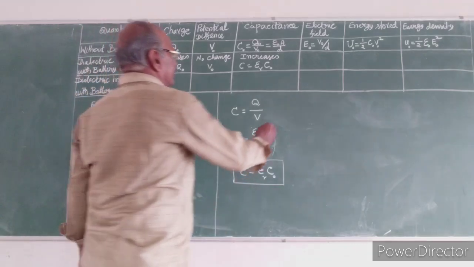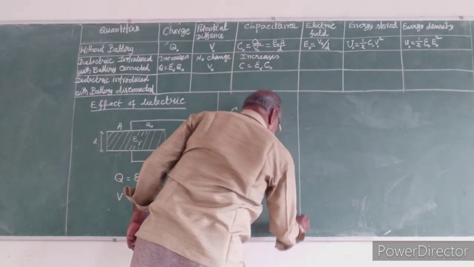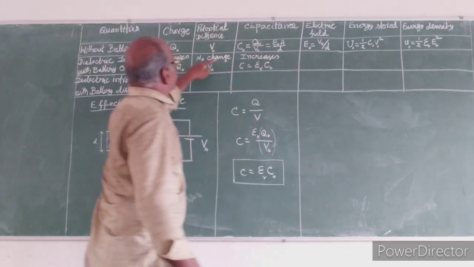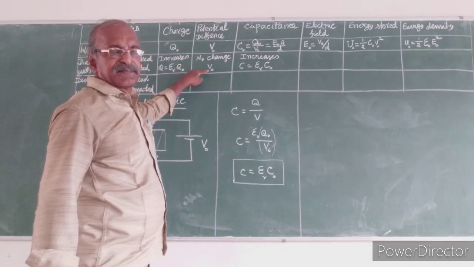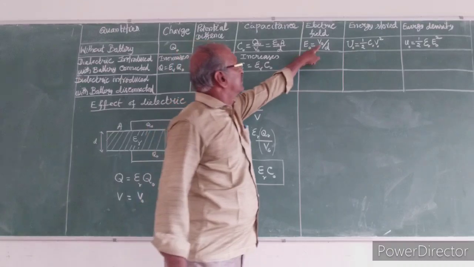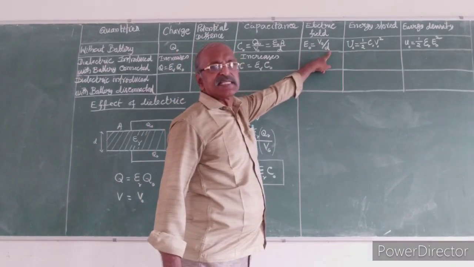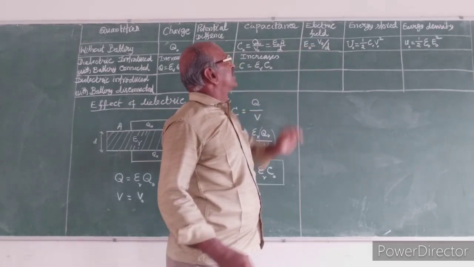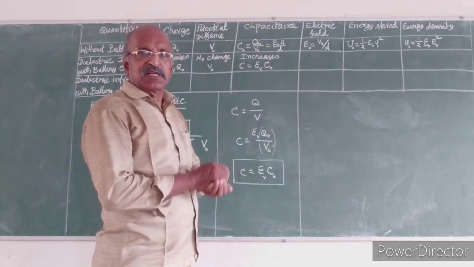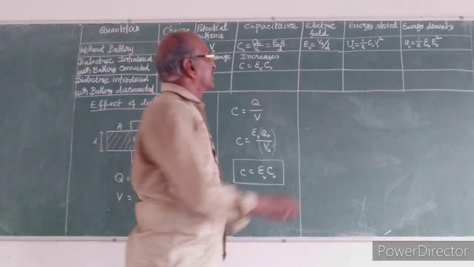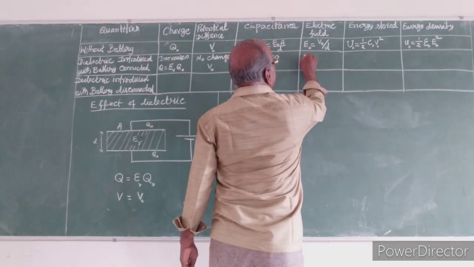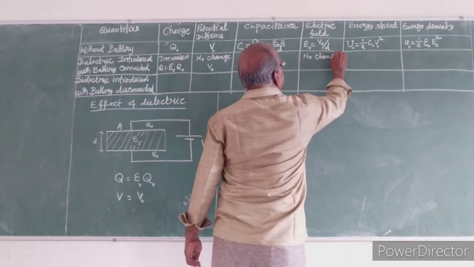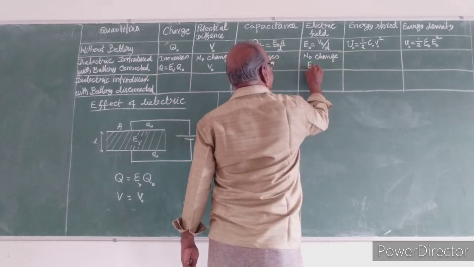Now let us see the change in electric field. As V remains the same, no change in V, and the distance between the plates also remains constant, therefore the electric field between the plates also remains the same, no change, the same electric field.